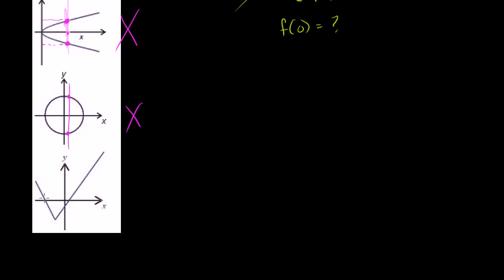Let's go to this function. It's kind of a weird looking function. It looks like a reverse check mark. But anytime you draw a vertical line, you're only intersecting it once. So this is a valid function. For every x, you only have one y associated, or only one f of x associated with it.